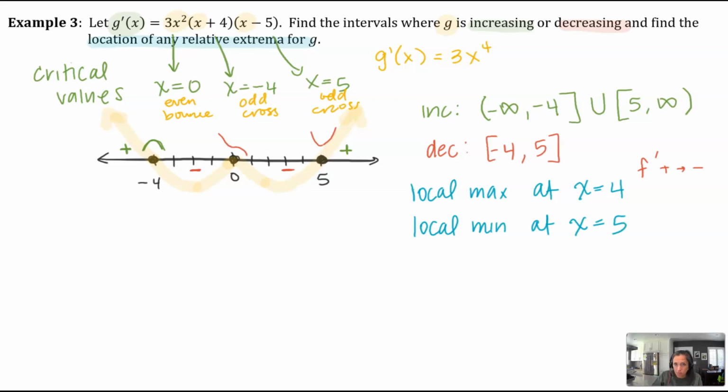So that's it. We get everything at once with this beautiful problem where they've given us a factored, my goodness, first derivative of our function. We get intervals of increasing, decreasing, and our relative extrema all for the price of 1.